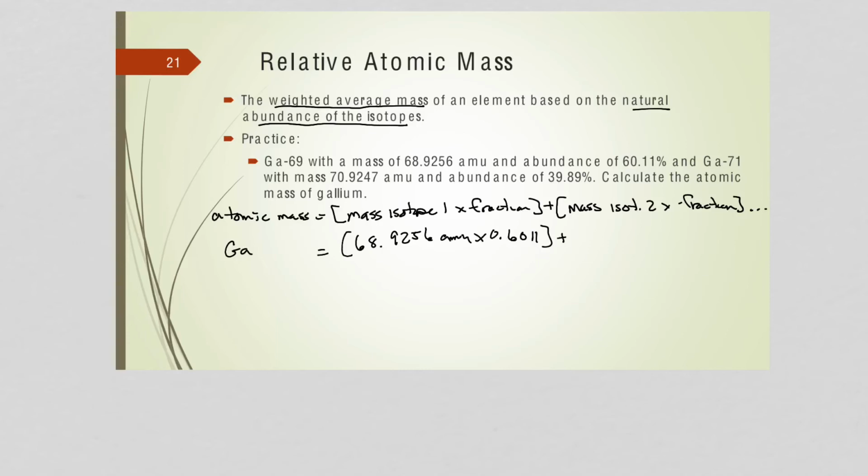Now we do the same thing for our second isotope, gallium-71, which has a mass of 70.9247 AMU times the fraction, 0.3989. Now we're going to see what is the contribution from each isotope to the overall average mass. If we do this one, this comes out to be 41.431 AMU. This one contributes 28.292 AMU.